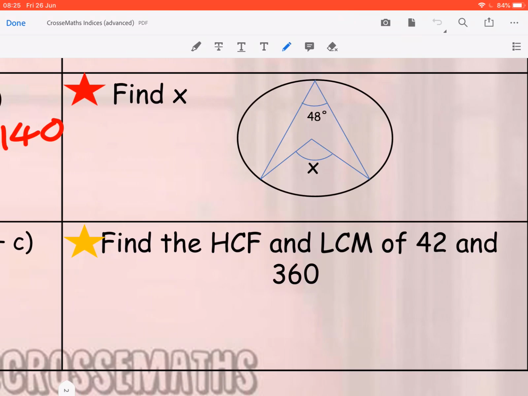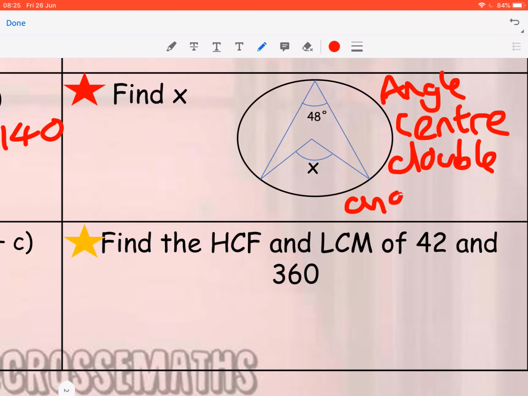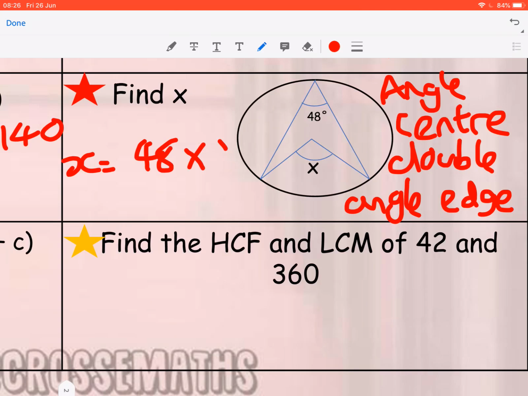Right guys, a bit of circle theorems. The important rule here: angle at the centre is double angle at edge. When you get the arrowhead shape, the angle at the centre is double the angle at the edge. If you want to find what x is, x just equals 48 times 2, so x equals 96 degrees. Really easy one.